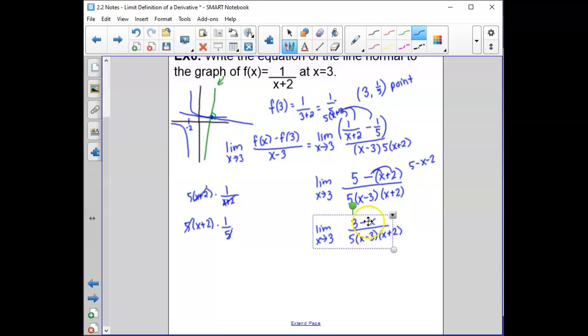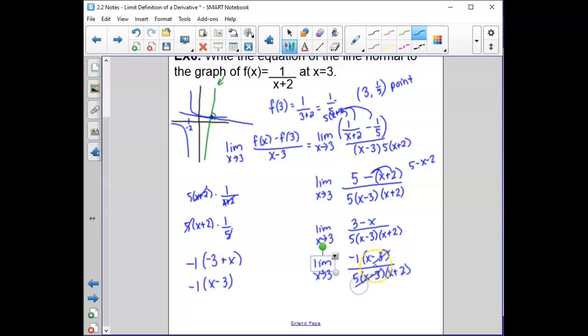You can see I've got a 3 minus x and an x minus 3. These almost cancel out. So if I factor a -1 out of 3 minus x, I would have -3 plus x. It would change the sign of both of these. And then I could rewrite this as -1 times x minus 3. So -1 times x minus 3 is the same as 3 minus x. So I've got -1 times x minus 3 over 5 times x minus 3 times x plus 2.